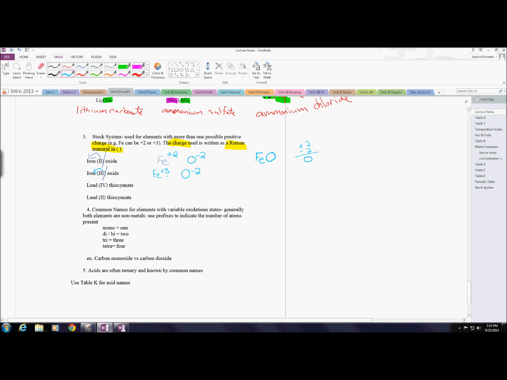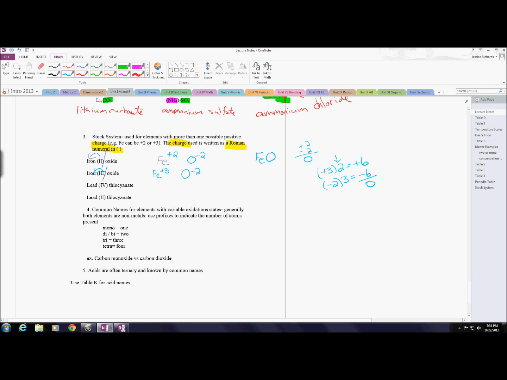Iron 3 oxide: iron has a charge of +3, oxygen's -2. The least common multiple between 3 and 2 is 6. So I need 2 irons at +3 each to get a total positive charge of +6, and I need 3 oxygens at -2 each to get a total negative charge of -6. This way the total charge is 0 and I have a neutral compound. These numbers become my subscripts.